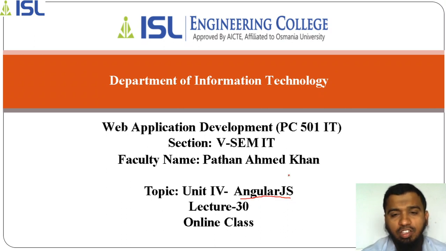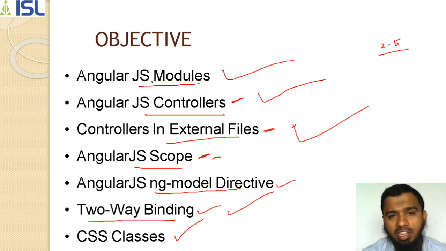In the previous lecture we saw the JS module and the JS controller in an external file: how to store the controller in another file and link it in the HTML. We saw AngularJS scope, the ng-model directive, two-way binding and CSS classes. These are the things we did in the previous class, and definitely 2 to 3 marks, at least 2 to 5 marks minimum, will come from this, so focus on it.